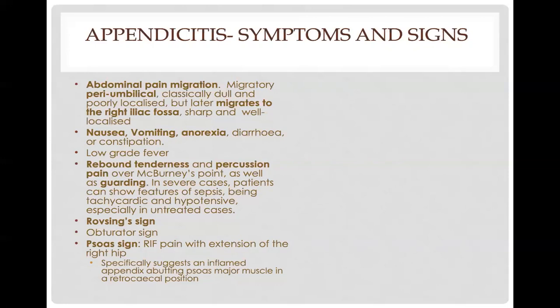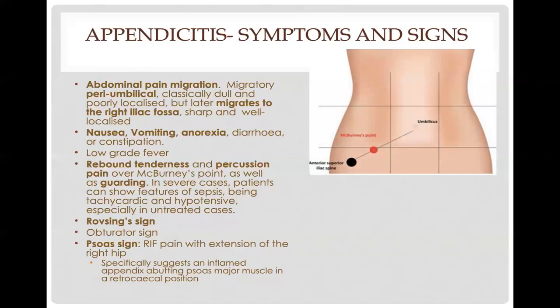Other symptoms include nausea, vomiting, anorexia, diarrhea, as well as constipation. They typically have a low-grade fever. On examination, the most common signs are rebound tenderness and percussion pain over McBurney's point, as well as guarding. McBurney's point is two thirds of the way along from the umbilicus to the anterior superior iliac spine. This is specifically tender in acute appendicitis.